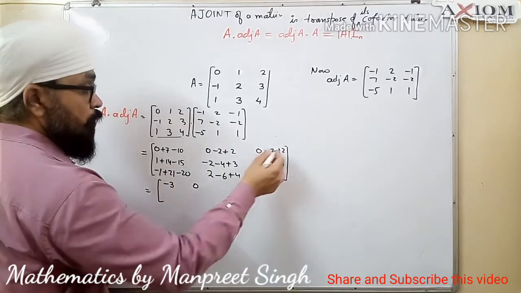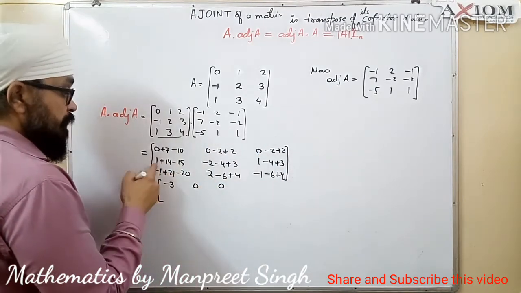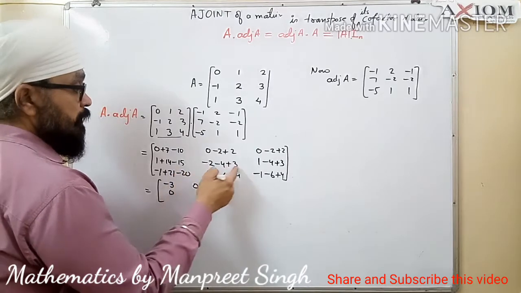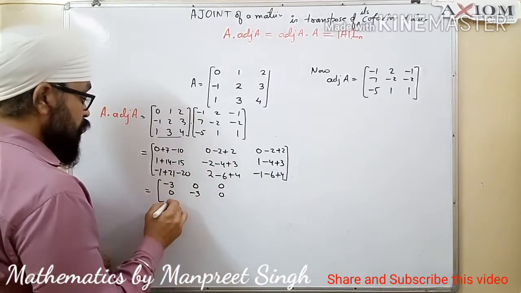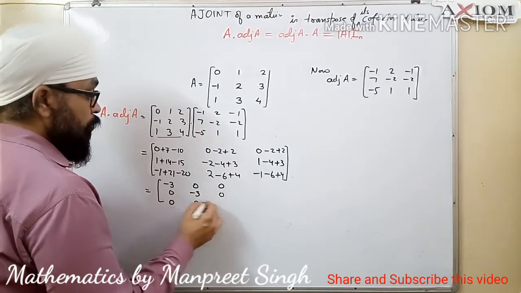This is becoming 0. This is also becoming 0. This one is 15 minus 15, 0. This one is -6 and plus -3. Then this is 0. Then this one is also I am getting 0. This one is 0 and -3.